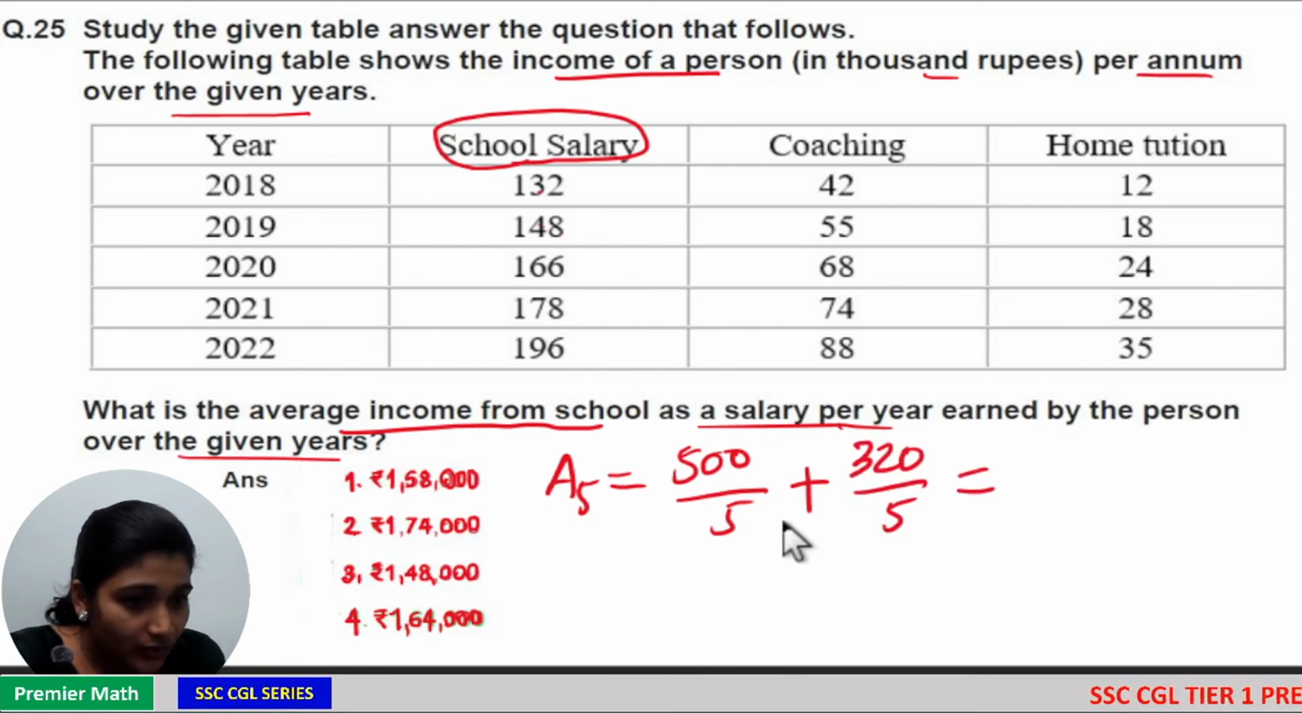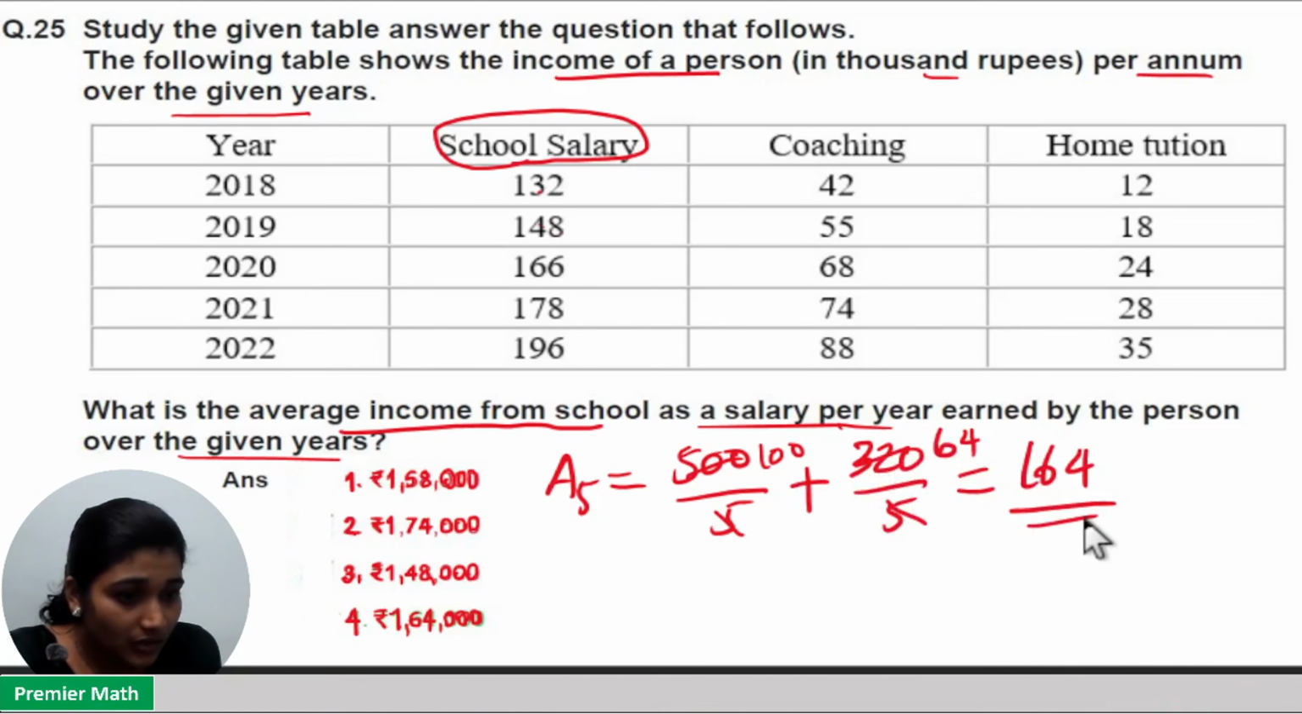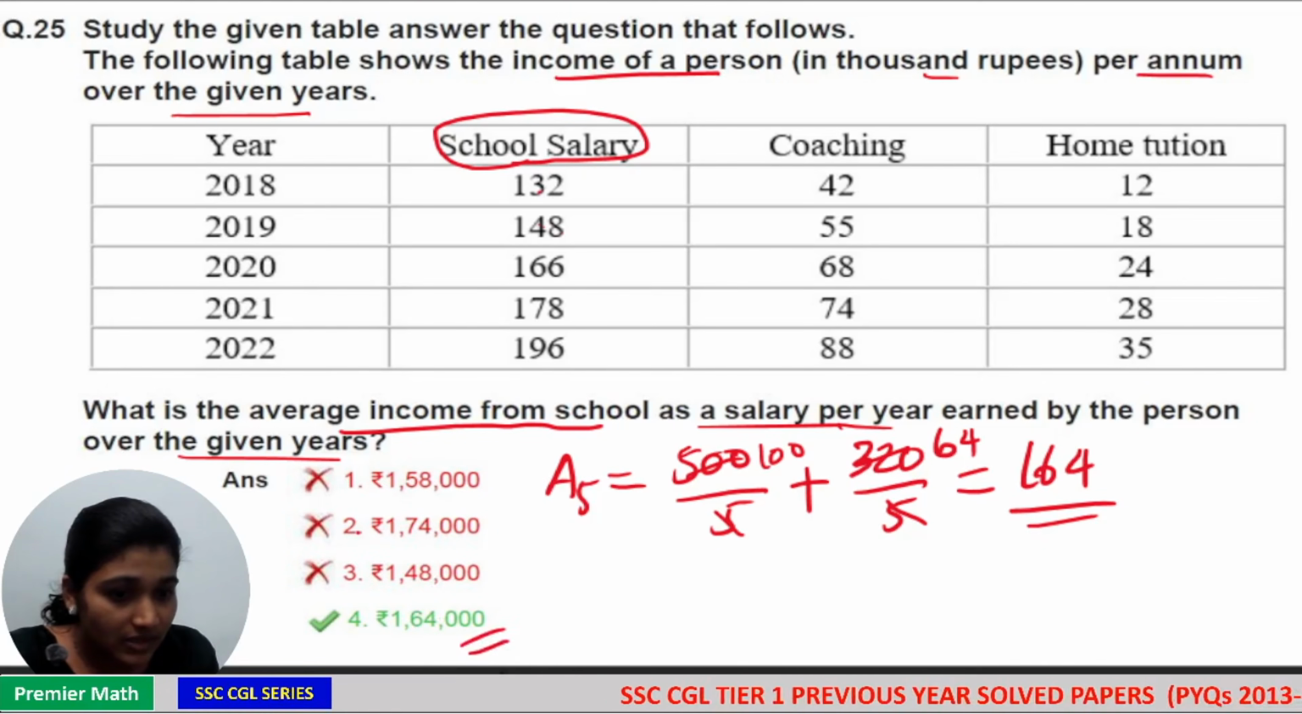Now this is equal to 100 plus 5 goes 6 times in 30 and 4 times in 20. 100 plus 64 is 164 and this is in 1000. So 164,000. Option 4 is your answer. Average of 5 years school salary is 164,000.